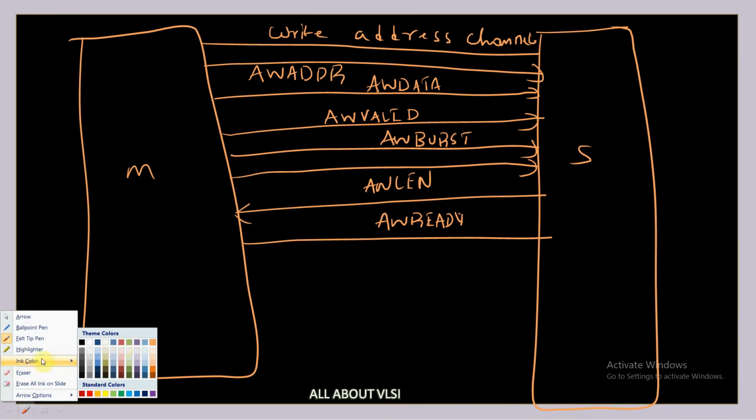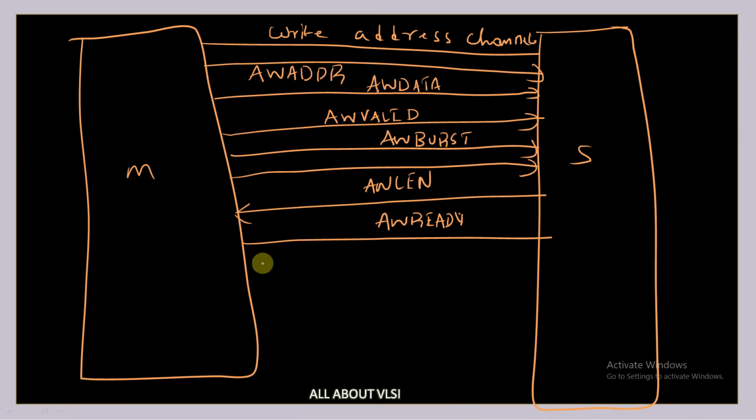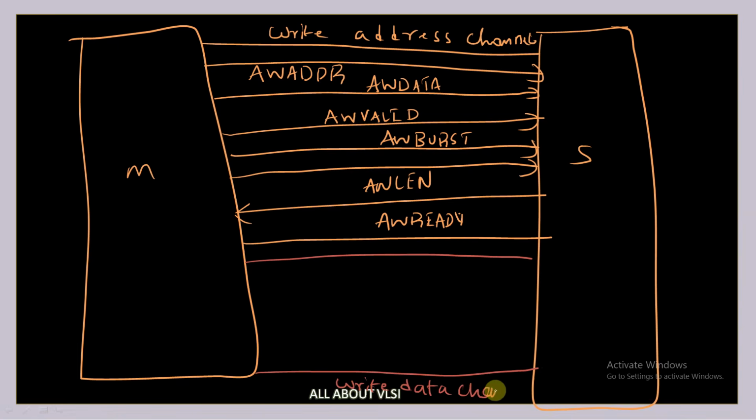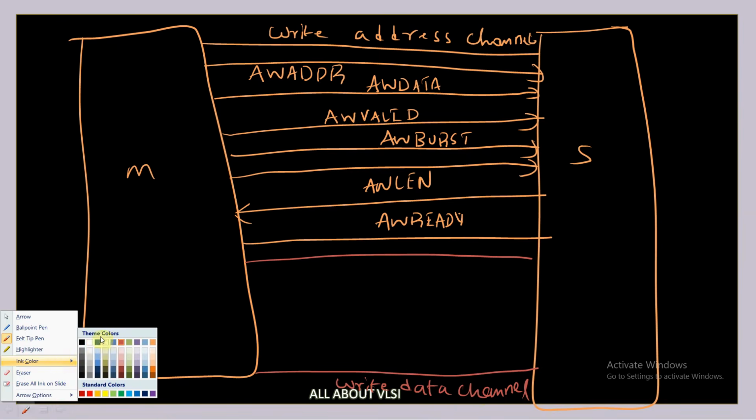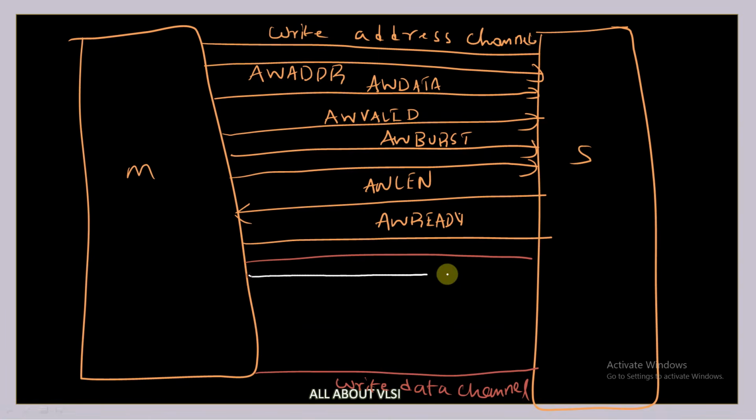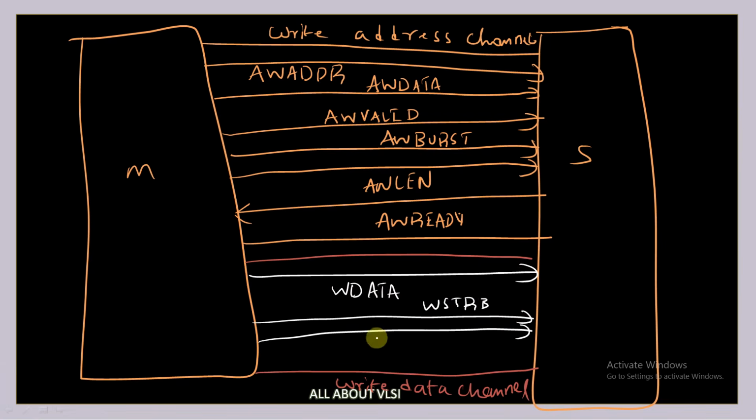Next, it is going to use another channel which is known as the write data channel. This is our write data channel. Using this channel, our master is going to send the actual data which is associated with the write address. That is nothing but my WDATA, WSTRB, and WVALID, and our WREADY. Like this, we have dedicated channels for each and everything.